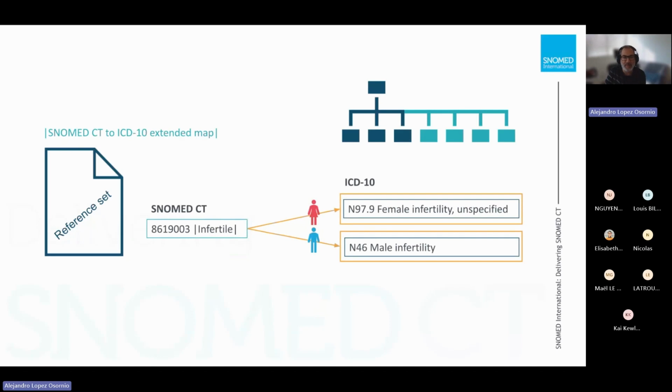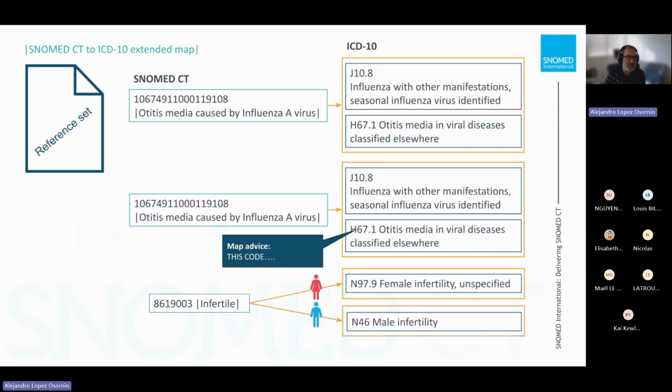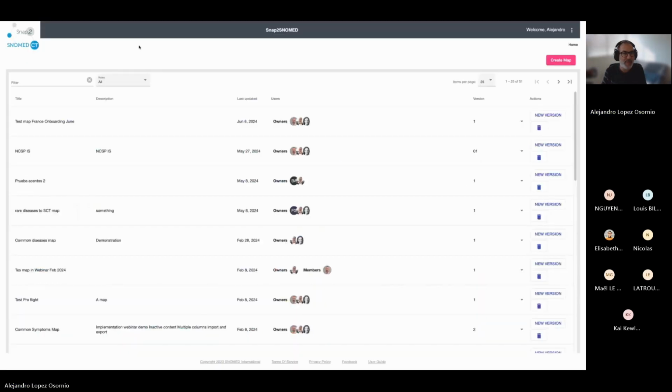Yes. This is why a simple map will not be able to do these things. You need to use an extended map to add these additional meanings. Yeah. So this is why it's called complex or extended map, because you have different ways to represent the relationship between the codes. And now I would like to switch to a tool which is called Snap to SNOMED. You're seeing the tab now, and let me refresh to see if I'm logged in properly.